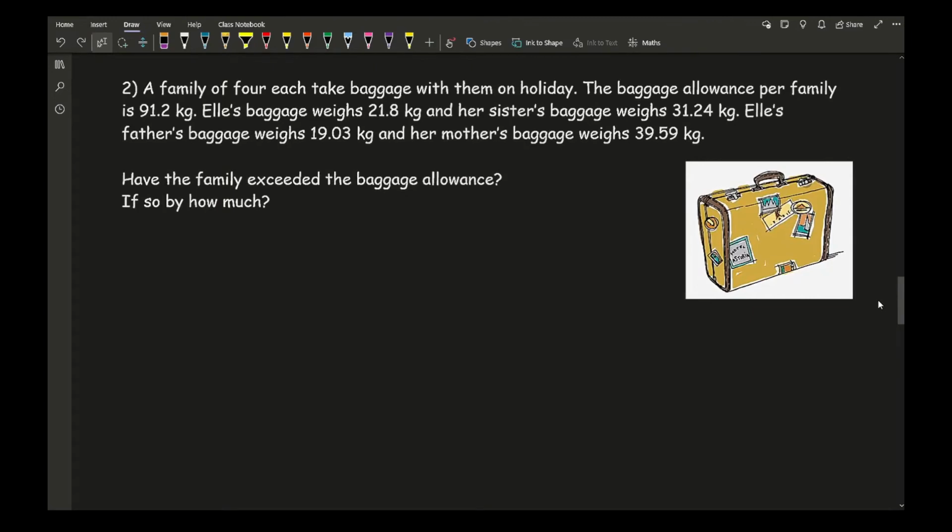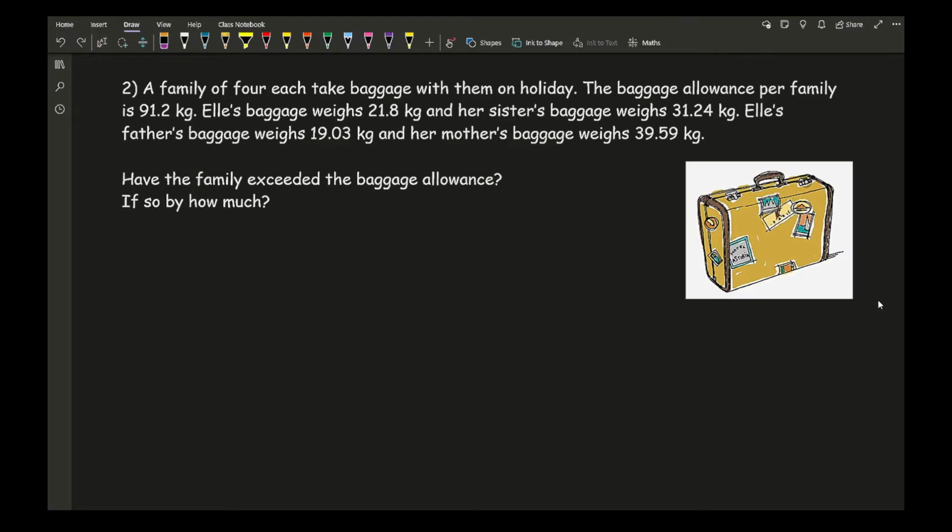So moving on to this question, it says that a family of 4 each take baggage with them on holiday. The baggage allowance per family is 91.2 kilograms. Elle's baggage weighs 21.8 kilograms, and her sister's baggage weighs 31.24 kilograms. Elle's father's baggage weighs 19.03 kilograms, and her mother's baggage weighs 39.59 kilograms. Have the family exceeded the baggage allowance, and if so, by how much?